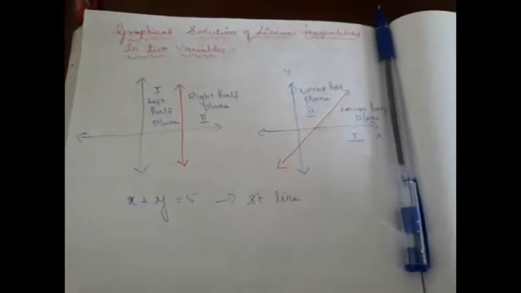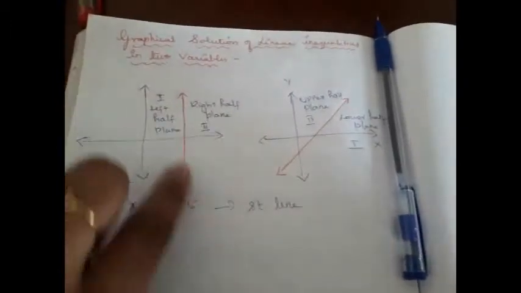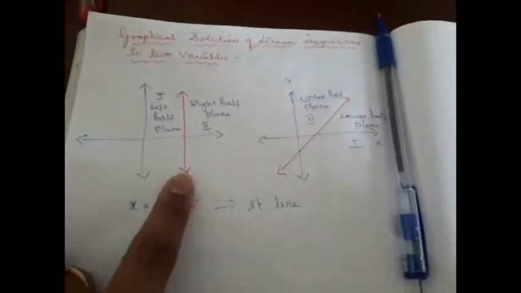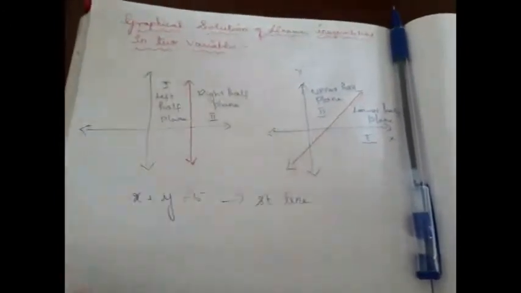And one more thing to be noted here is, if it is a strict inequality, the points on the line which you are drawing will not come under your solution region. So we will denote it by a dotted line.